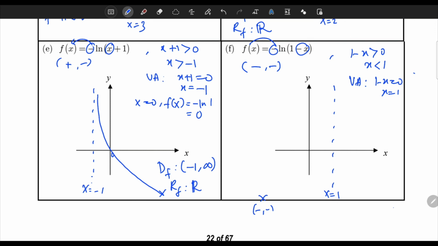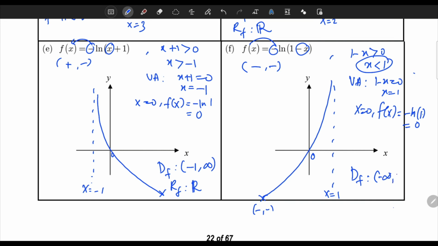Negative, negative. Okay, so find the intercept. When x is 0, f(x) equal to negative ln 1. So that is also 0. So it passes through the origin again. Okay, so let's sketch the graph with something like this. Okay, so that's your origin. So domain, this is where you get the domain: negative infinity to 1. Range will be real numbers. Right?